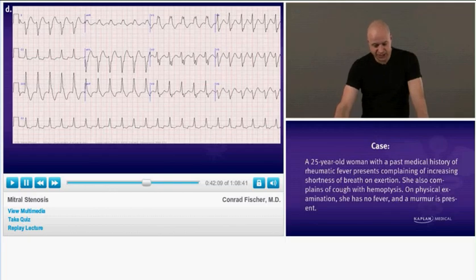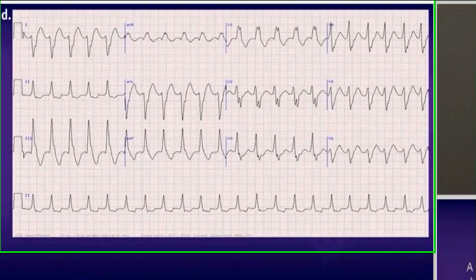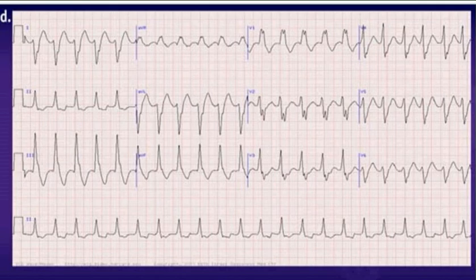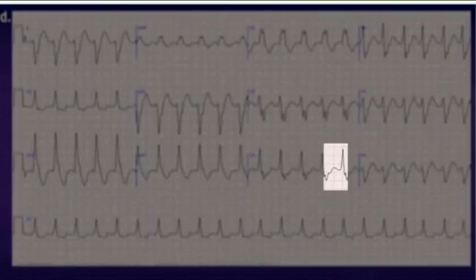Whoa, look at this thing in D. That looks like VTach. My goodness, look at that wide complex tachycardia. Wide complex, greater than 120 milliseconds. Each small box is 40. Wide complex tachycardia. It's ventricular tachycardia.